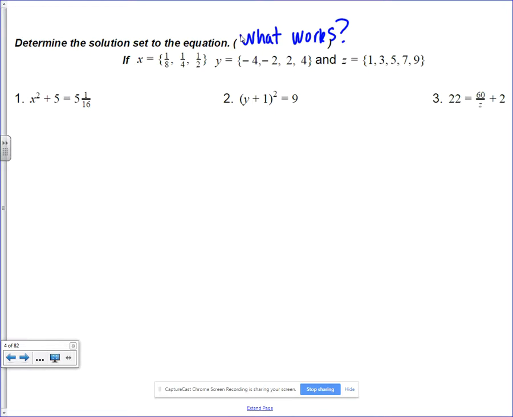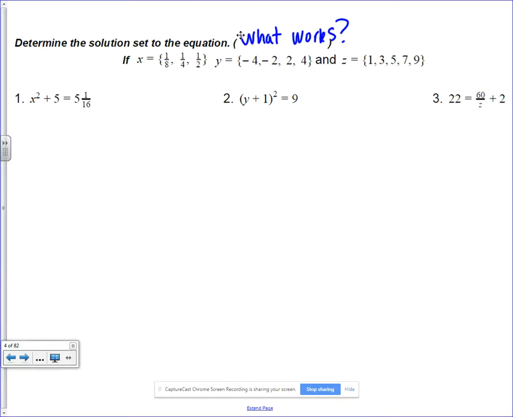So, first thing I noticed, you see all 3 of those sets up there. One of the sets is X, one of the sets is Y, one of the sets is Z, correct? How do I know which one to use? The variable that's in the problem, that's the set that you're going to use. Would anybody like to take a guess of what X I would put in there so that thing would equal 5 and 1/16? Trevor? Let's try 1/4.